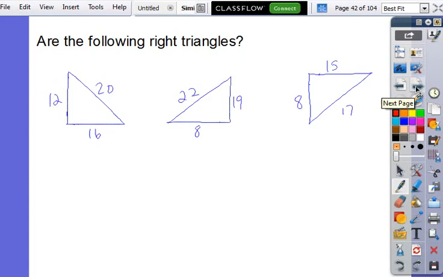How do we check if it's a right triangle? If it gives me all 3 sides, we just did it. A squared plus B squared. You're going to say 12 squared plus 16 squared equals 20 squared and see if you get the same number on both sides. If you get the same number, it works. If you don't, it doesn't.